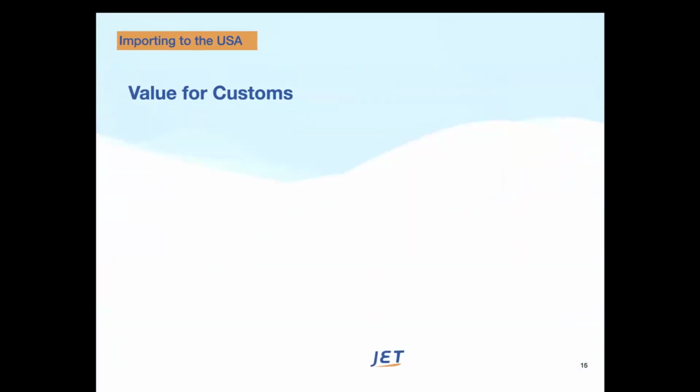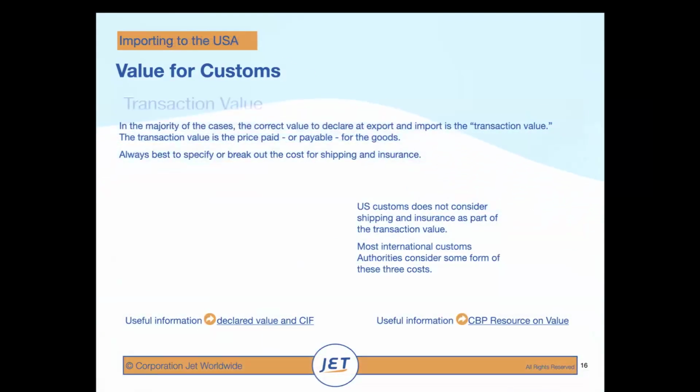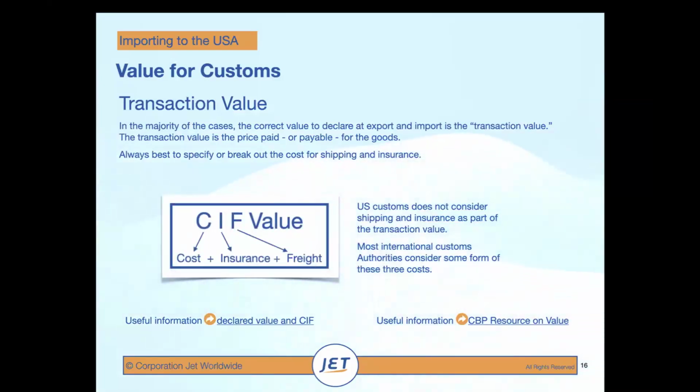Okay, now we're on to value. In the majority of cases, the correct value to declare at export and import is the transaction value. The transaction value is simply the price paid or payable for the goods. In other words, the value on your commercial invoice. Many international customs consider the value for duty to include not just the cost of goods, but also the cost of shipping and insurance, known as a CIF value: cost, insurance, freight.